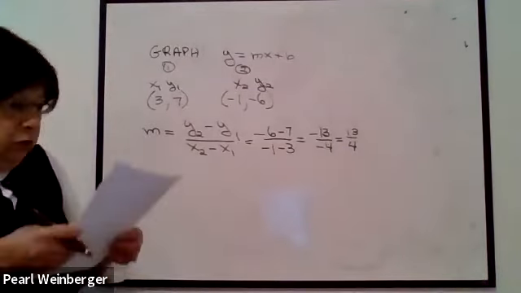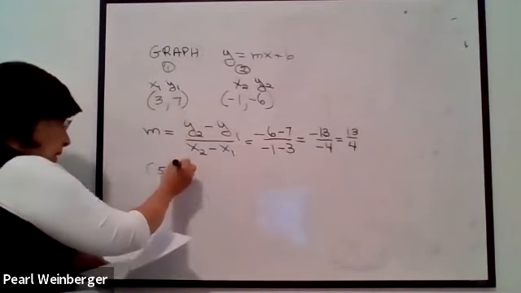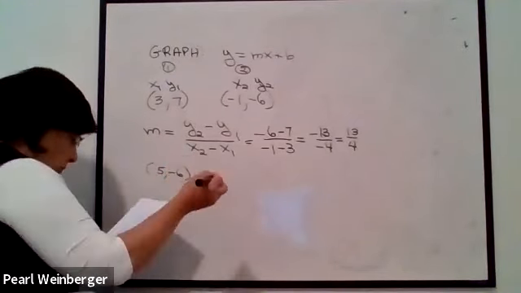Let's see if you can find the slope of this line. Find the slope between (5, -6) and (2, -4). Find the slope.